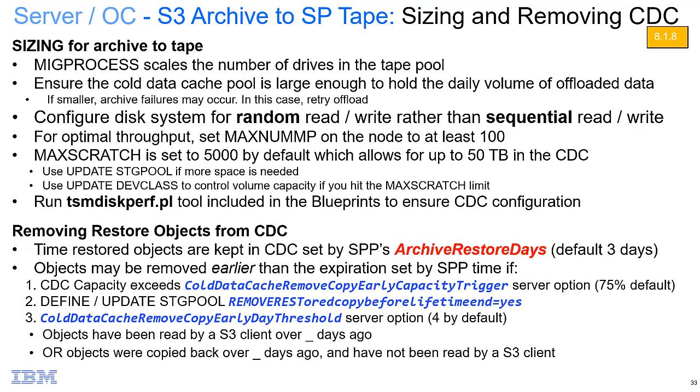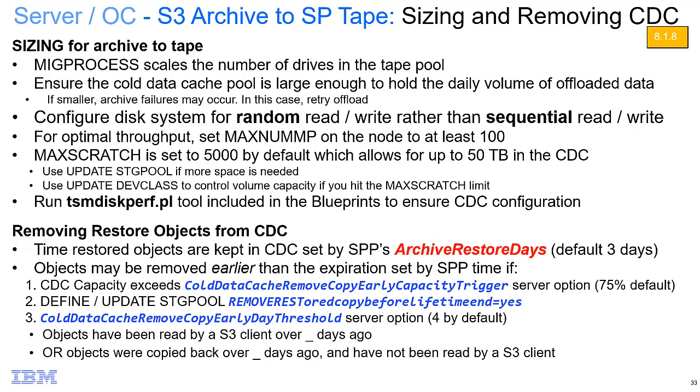You do want to configure the disk subsystem for random reads and writes. Don't use sequential reads and writes for the cold data cache. And for optimal throughput, set the max number of mount points on the node to at least 100. Now by default, the max scratch for that cold data cache is going to be set to 5,000, which will allow up to about 50 terabytes of data in the cold data cache.